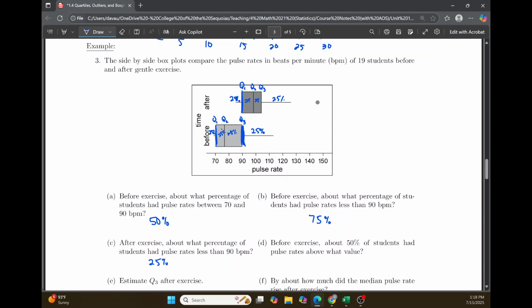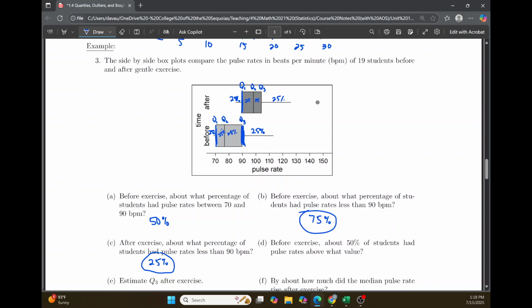That's interesting, right? Before the exercise, 75%. So the majority of students had a pulse rate below 90 beats per minute. But after the exercise, only about a quarter of the students had a pulse rate less than 90 beats per minute. Okay, part D, before exercise.